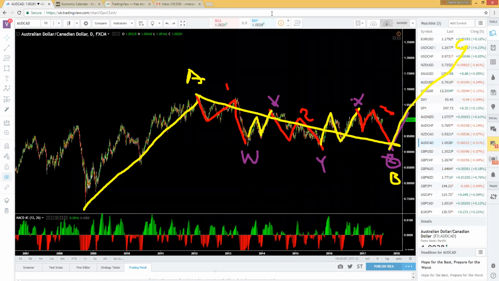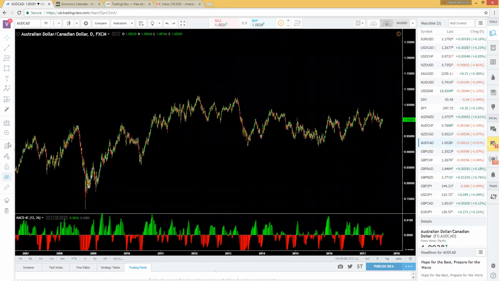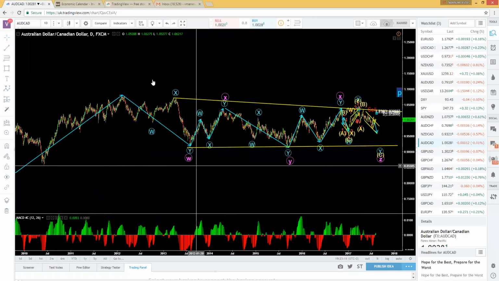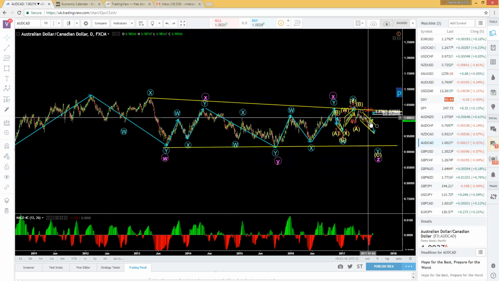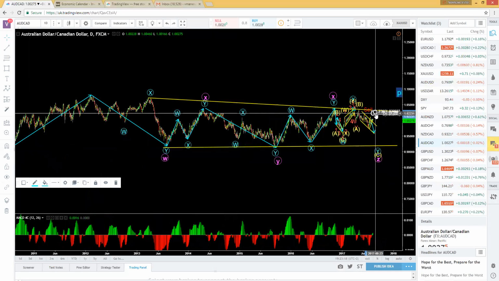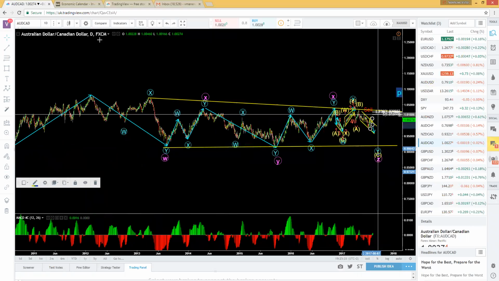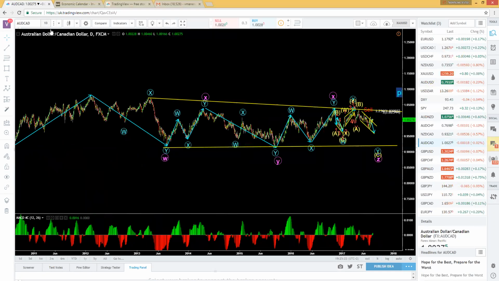So Audi CAD, if I just clear the markings and put back the drawing up and go to the lower time frame, we want this to complete the Z here. So this is why I'm not looking to buy this pair just yet. Let's go to the 4-hour chart.